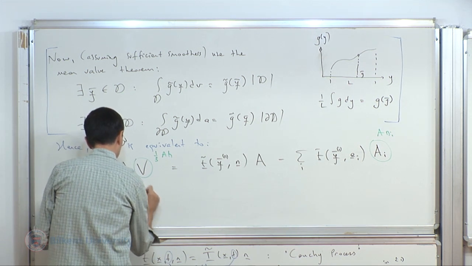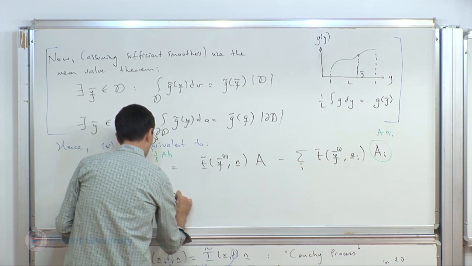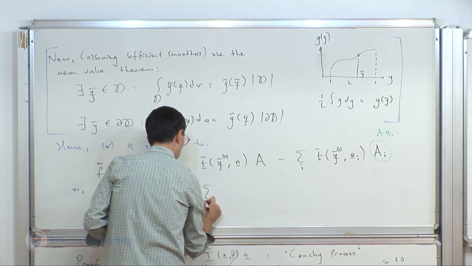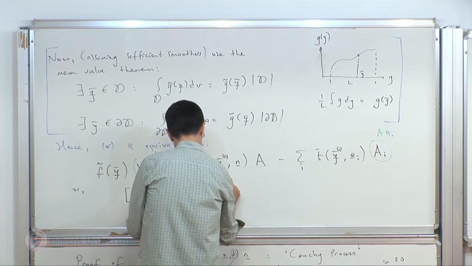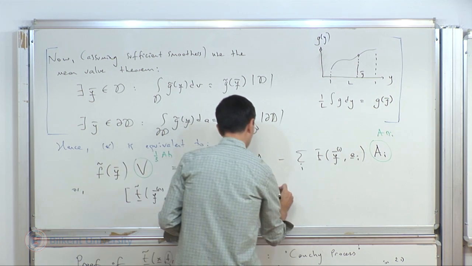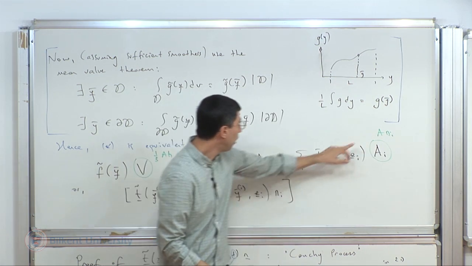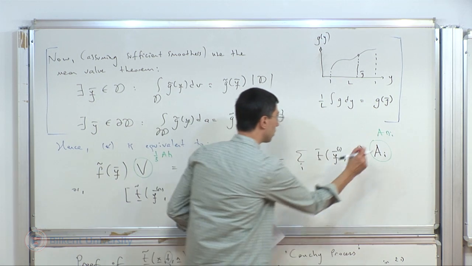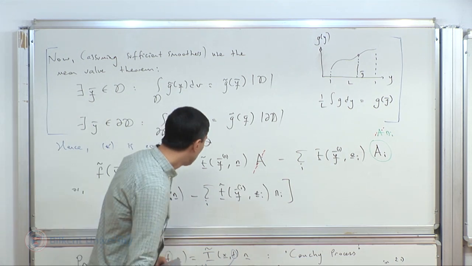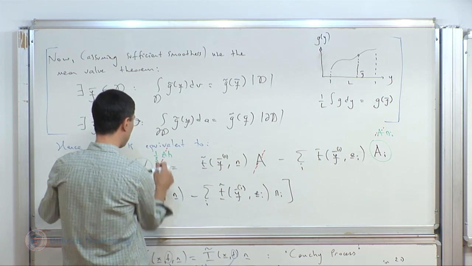So t tilde at y bar n, minus, I'm dealing with these terms, the sum over i of t tilde at y bar i, e_i, n_i, right? So I keep the n_i in here. Now this area, that one and that one, they die, so these two terms remain here. And on the right-hand side, I have f tilde times one over three times h.